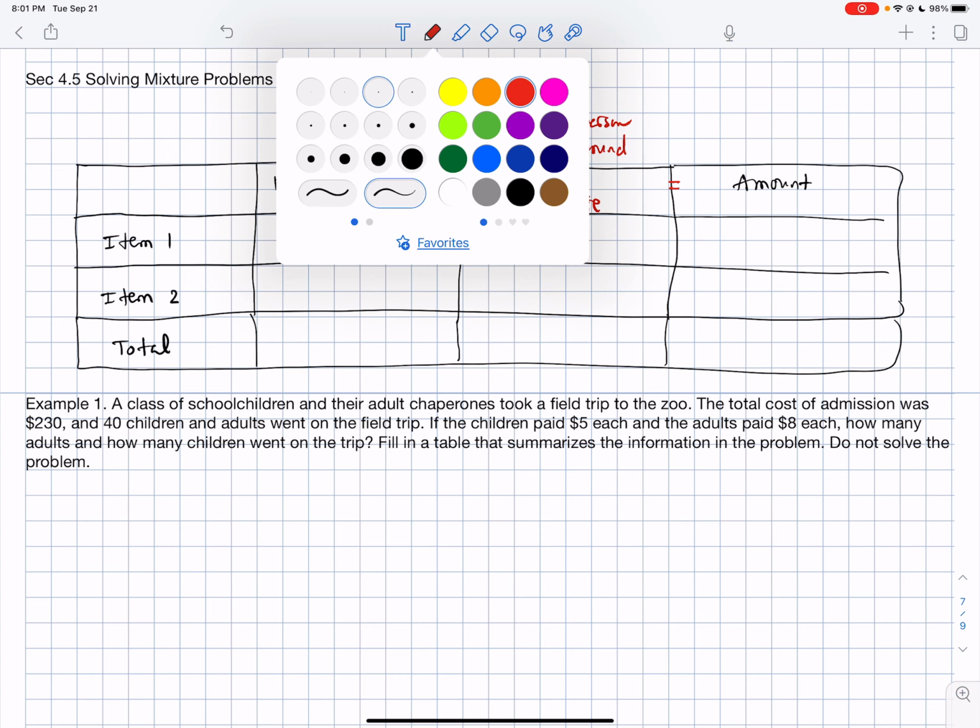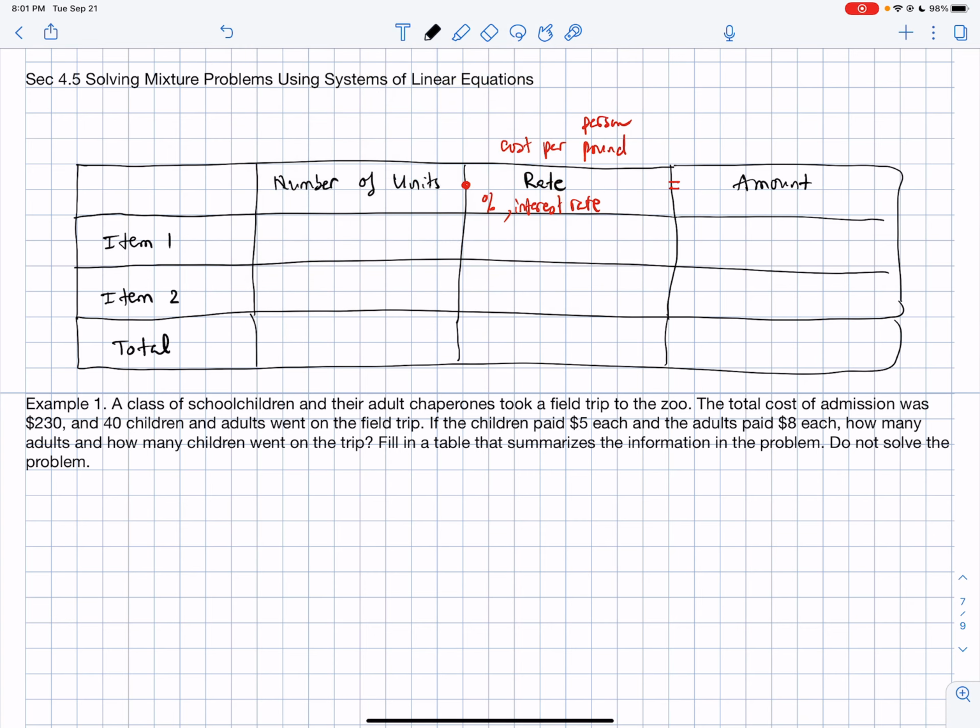So for example, I have markers. So let's say I have 3 markers. And for each marker, the cost for one marker is $2. Then the amount is I have to pay $6 to get the 3 markers home. So 3 times 2 equal to 6.